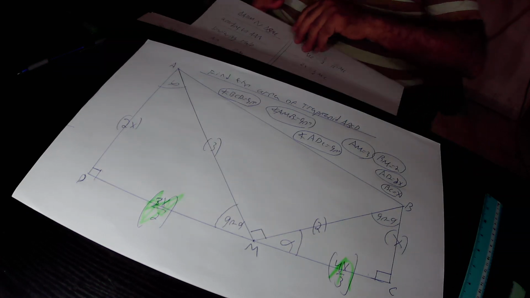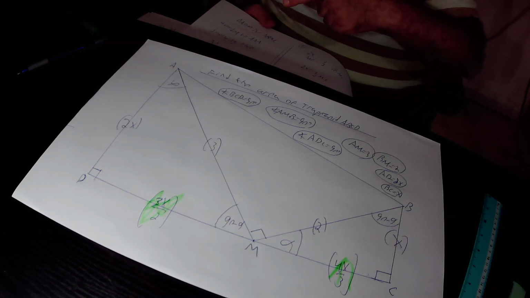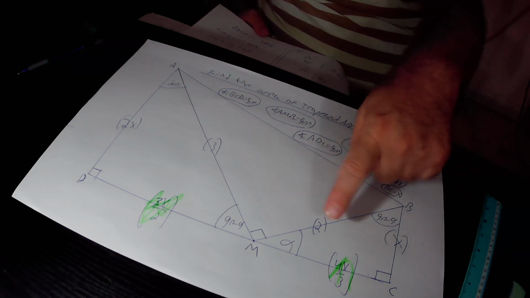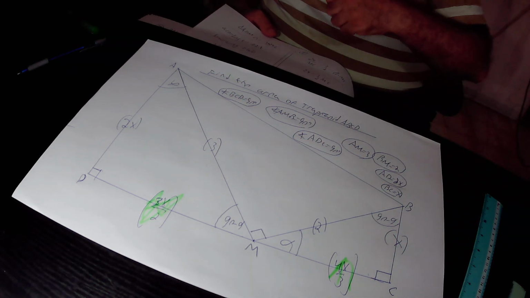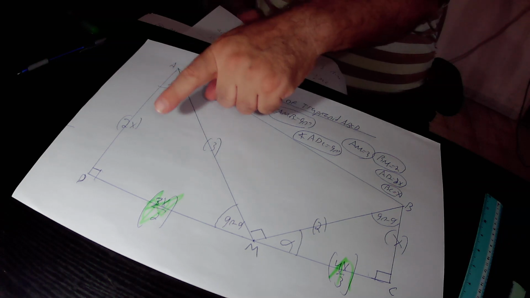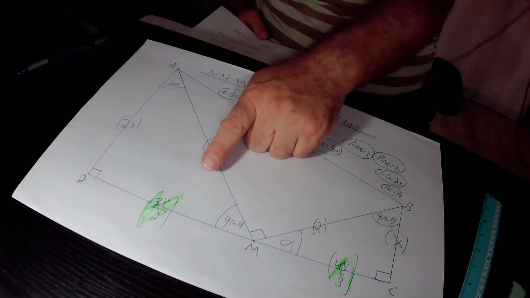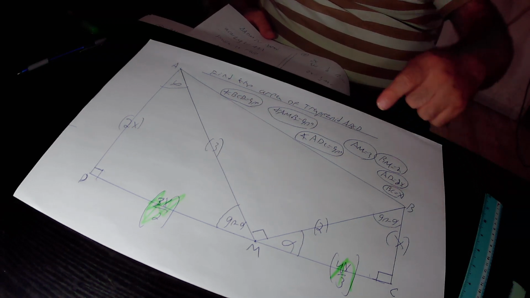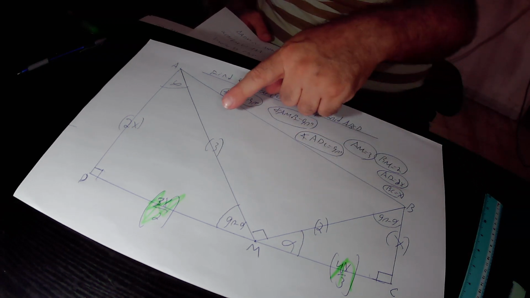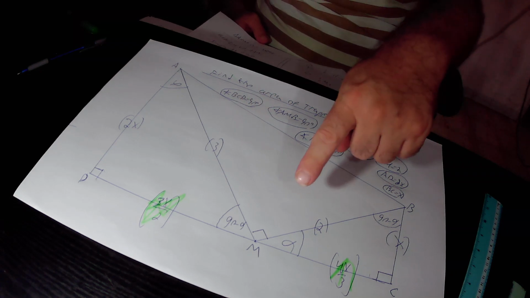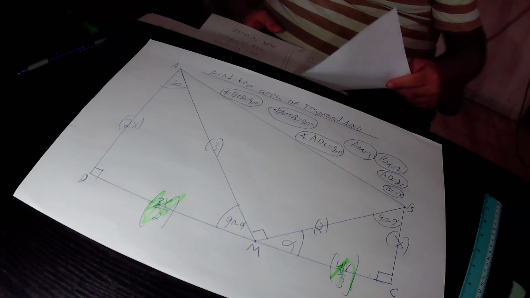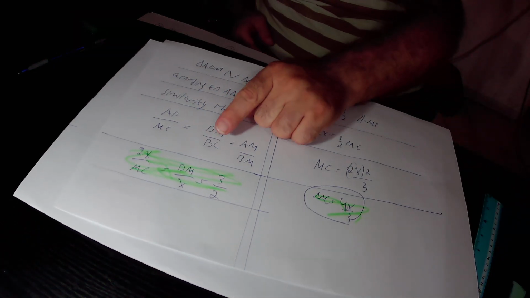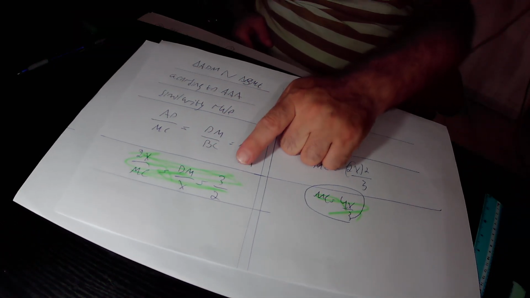AD is 2x over MC. MC is the missing side, so we leave it as it is. And it is also equal to DM. DM is the missing side, so we leave it as it is. Over BC. BC is x. And it is also equal to AM, that is 3, over BM, that is 2. So in total, we find that 2x over MC equals DM over x equals 3/2.